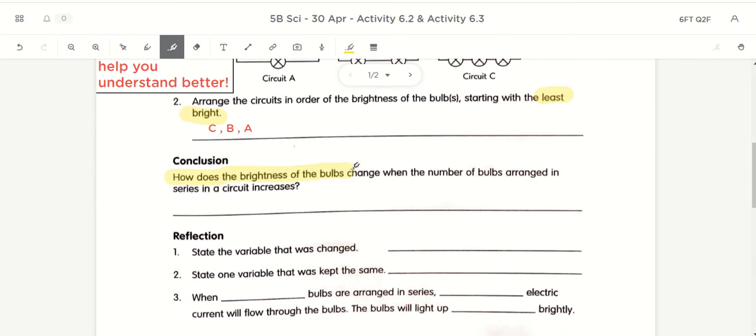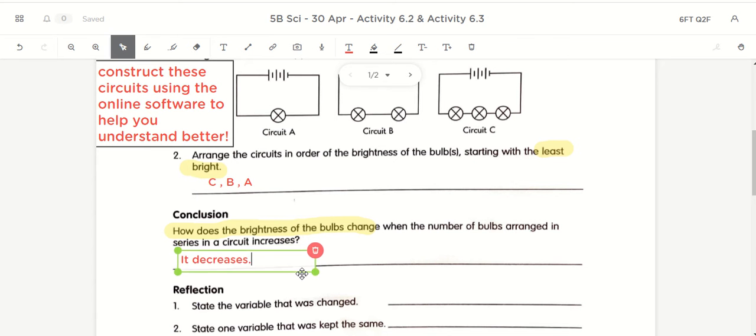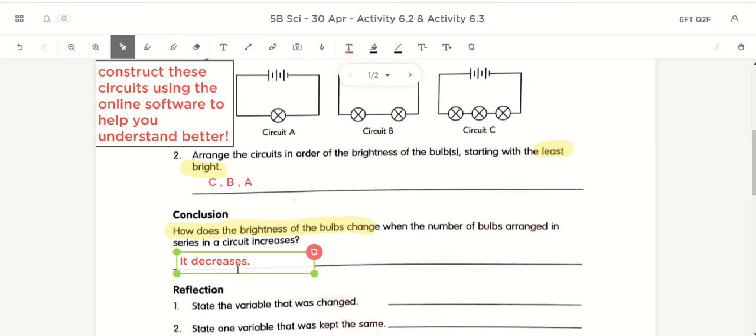How does the brightness of the bulb change when the number of bulbs arranged in series increases? So how does the brightness of the bulb change from A to C? When I increase the number of bulbs connected in series, you realize that the brightness actually decreases. Okay, so it decreases. So what does the conclusion mean? When the bulbs arranged in series increases, the brightness actually decreases. Okay, brightest, less bright, and even less bright. So the brightness actually decreases.